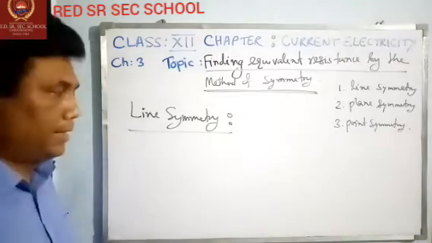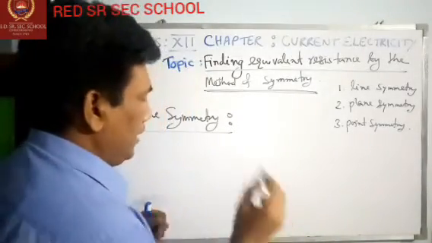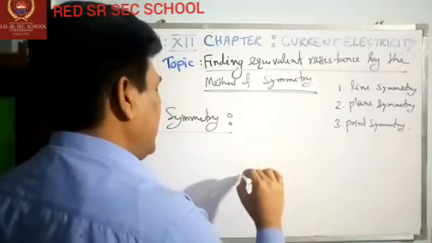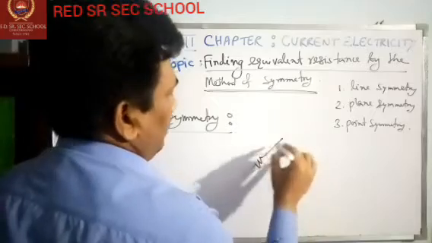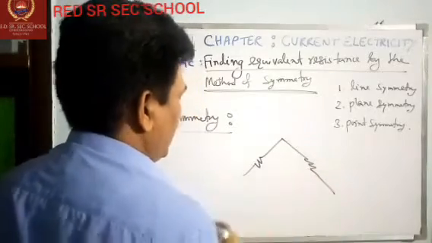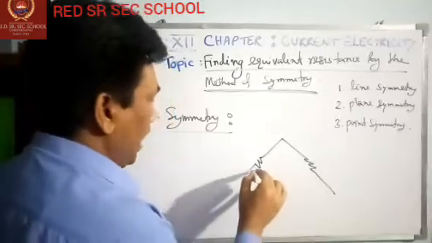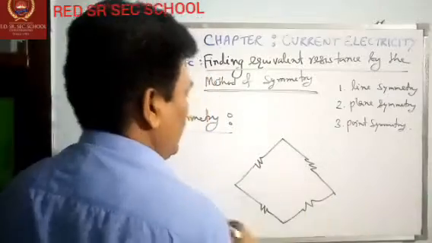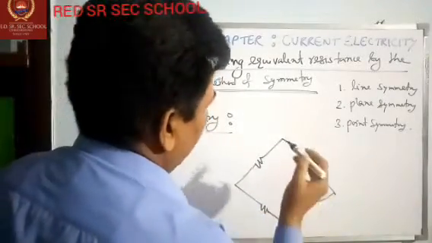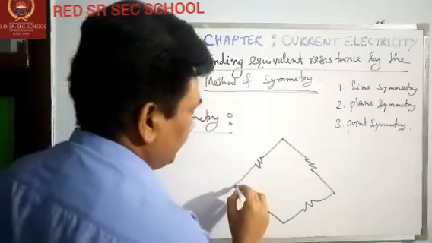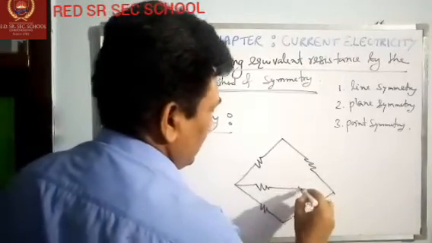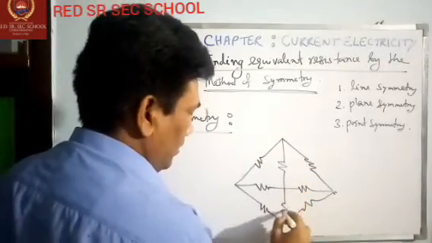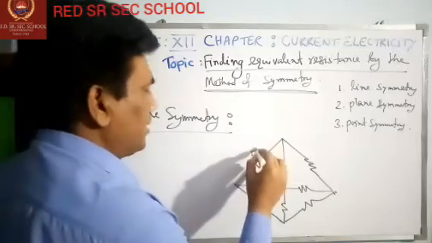What is line symmetry? Say for example, we have a network of resistances of this type. Say this is one resistance, this is another resistance, this is another resistance, this is another resistance. Then you can put one more resistance here. Say this is another resistance, this is another resistance, this is one resistance, this is one resistance. All the values of resistors are R.